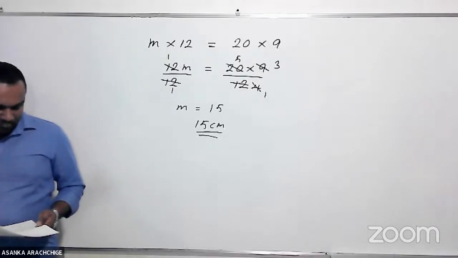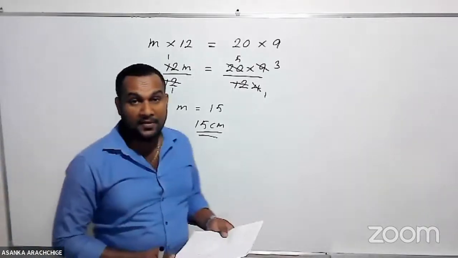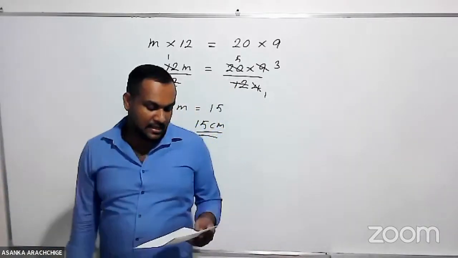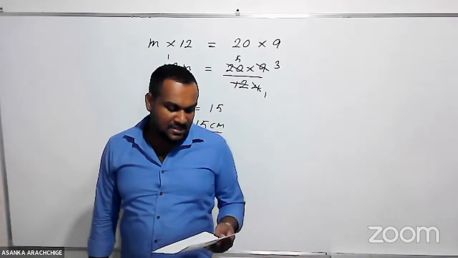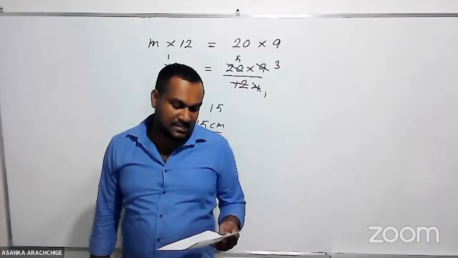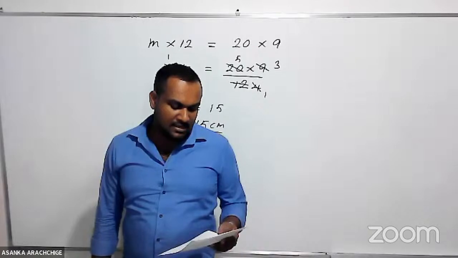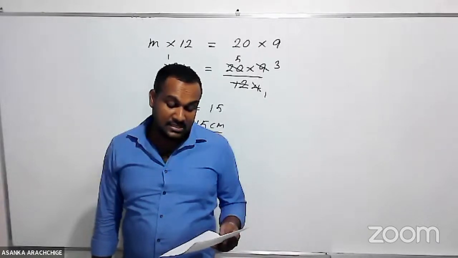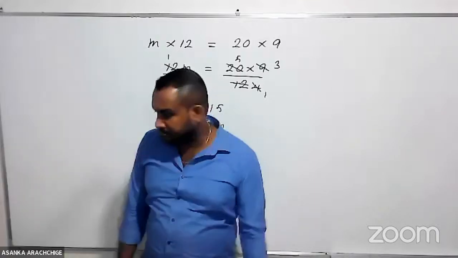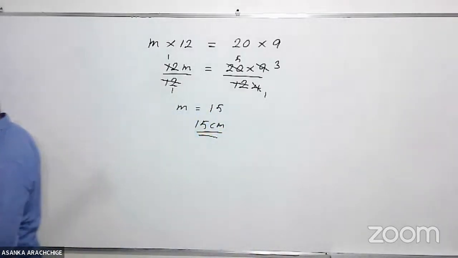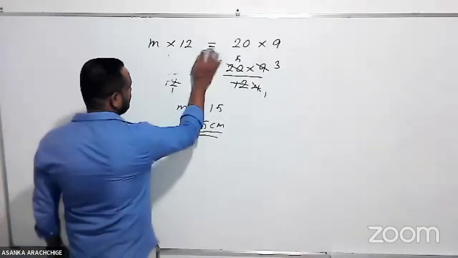Then try the first part of the fifth question. The perimeters of the parallelograms ABCD and PQRS are 72 centimeters and 48 centimeters respectively. Find the area of them separately. You are given the perimeter.